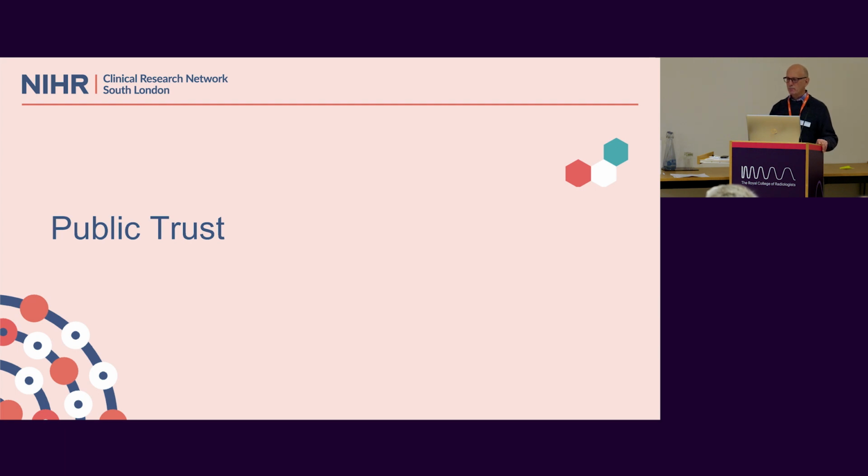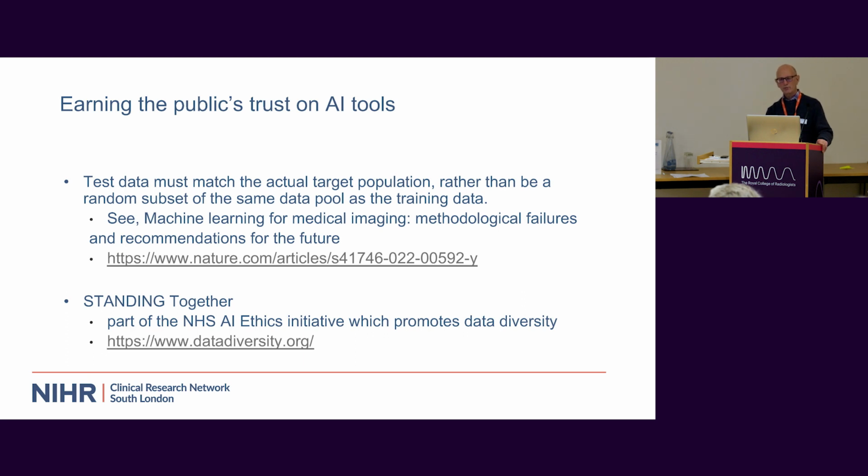Now, it's quite important to earn the public's trust in AI tools. So what's the first element? Well, the test data must match the actual target population rather than be a random subset of the same data pool as the training data. I was recently at a presentation on AI, which included the fact that some facial recognition systems failed on darker skin colors, simply because they hadn't been properly analyzed. And I thought that this particular Nature article is a useful reference. And there is actually a group which tries to promote this.